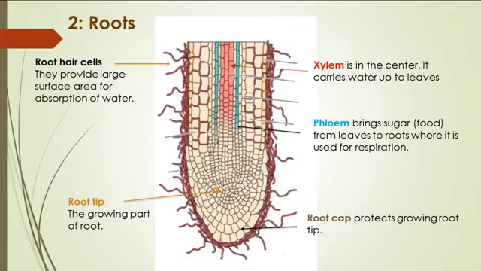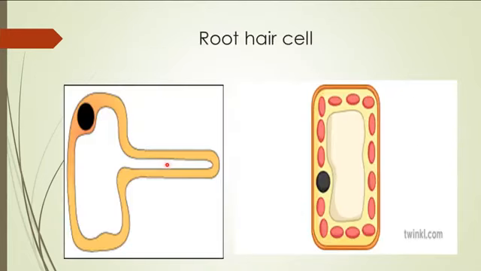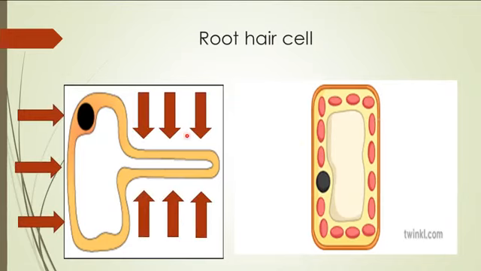Let us see how root hair cells help provide a large surface area for absorption of water. You can see two diagrams. This is a root cell with a hair-like projection, while this root cell does not have any hair-like projection. These arrows indicate that water is being absorbed from these sides. Can you count the arrows for me? Yes, there are a total of 9 arrows.